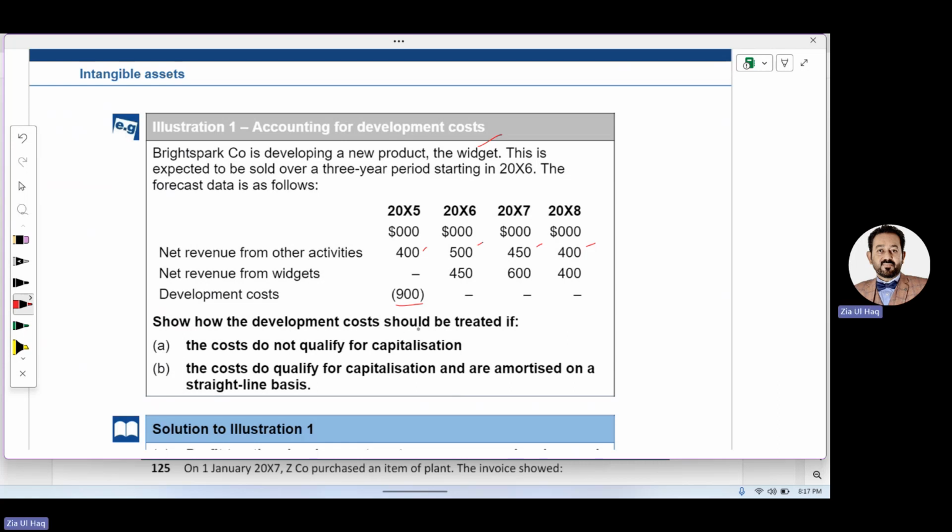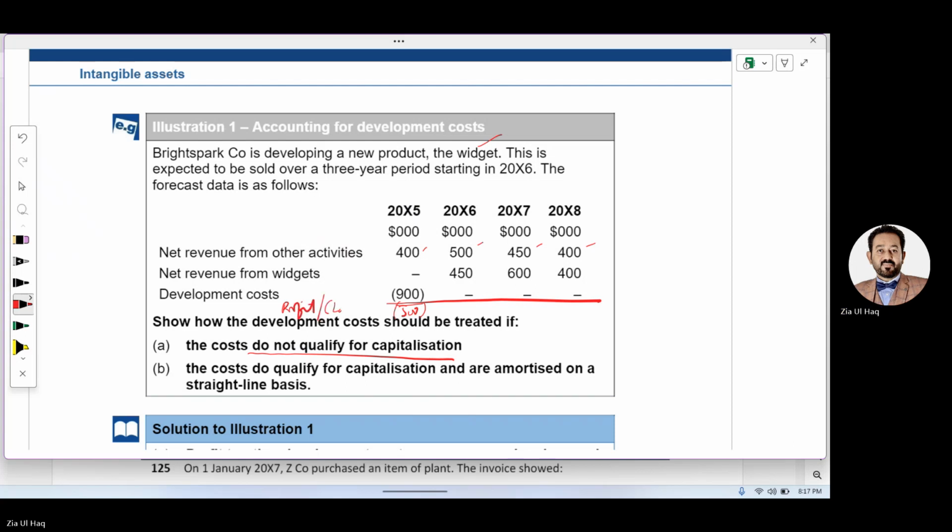Show how the development cost should be treated if the costs do not qualify for capitalization, meaning not meeting the criteria. In that case, this 900 will be treated as an expense. So what could be the profit or loss for these years? For 20x5, 400 revenue, 900 expense. So what could be the profit or loss? 500 loss.